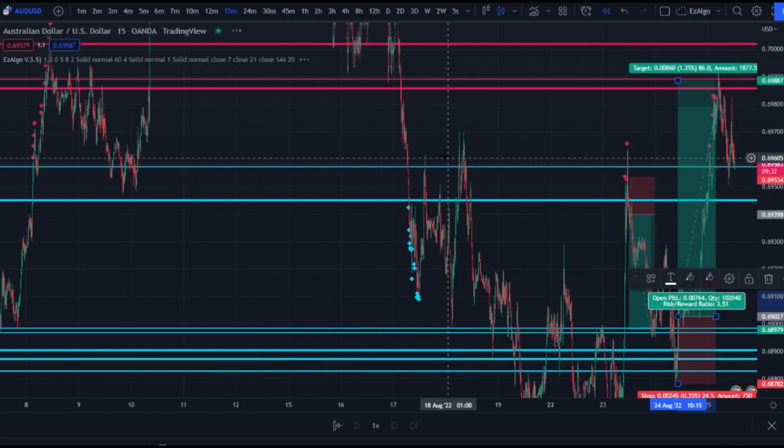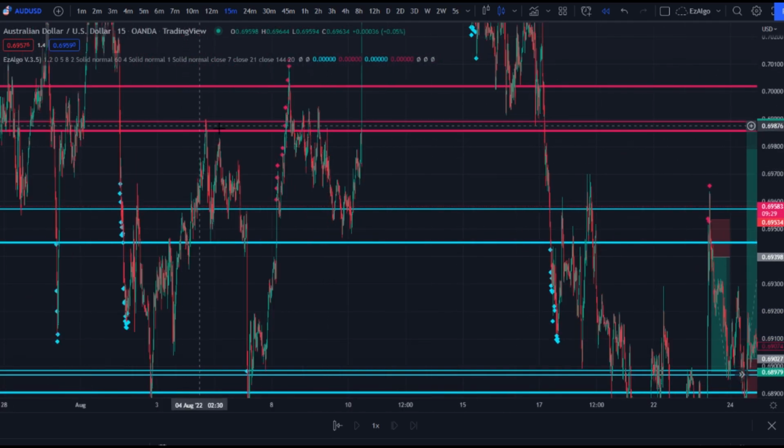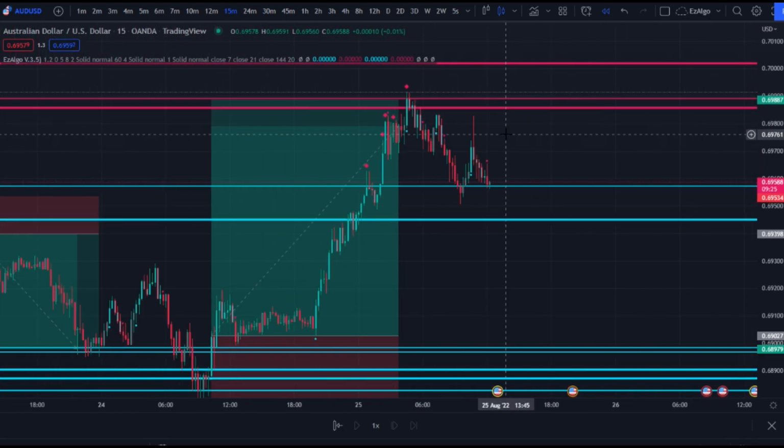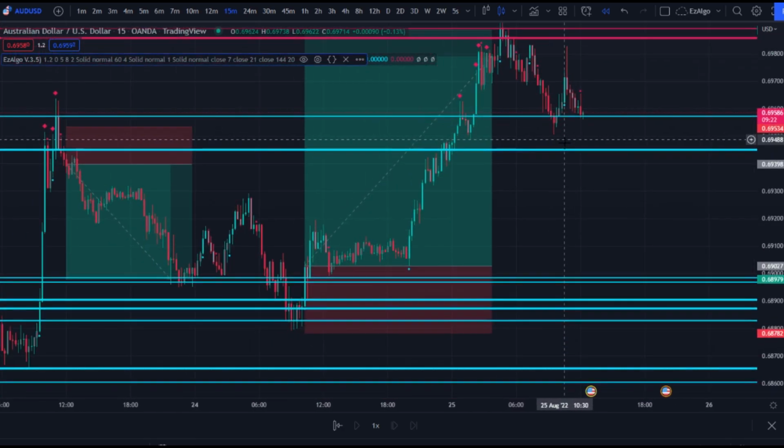And if I look left, right, you'll see this was a previous resistance zone as well. We came back up, tested that zone, and it's currently acting as resistance with that reversal signal right there.